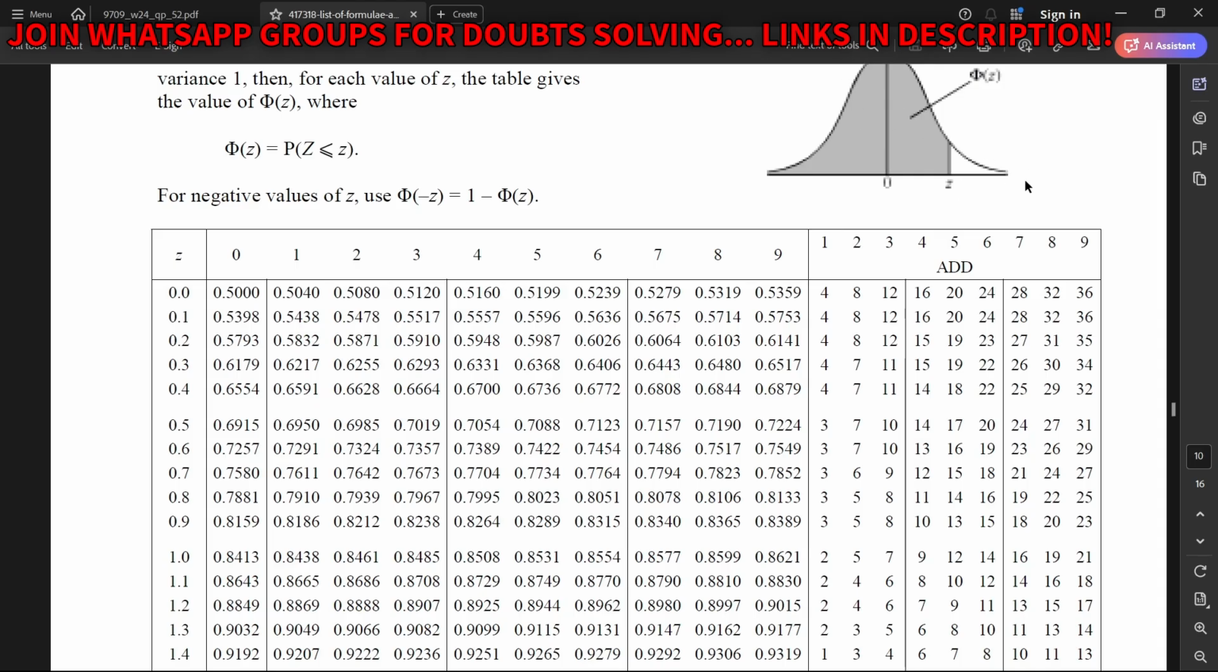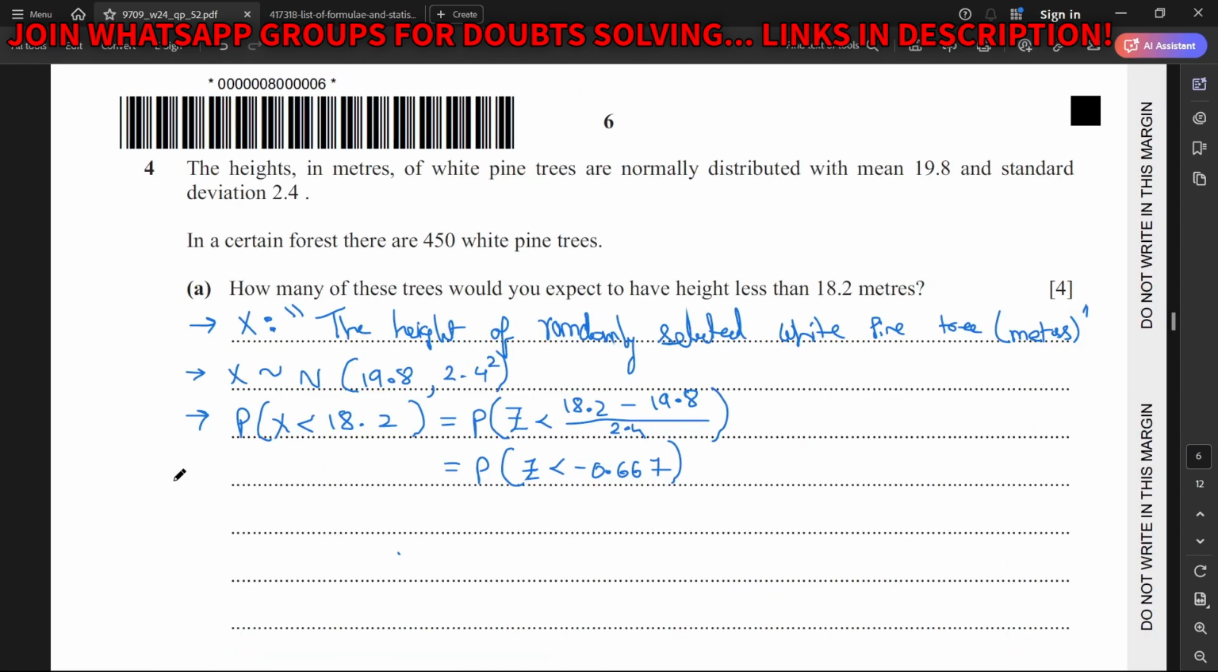If I'm having it on the right hand side, I can do 1 minus the probability of z less than or equal to the left hand side. That is how I can get it done. This is the kind of thing we have learned in the normal distribution.